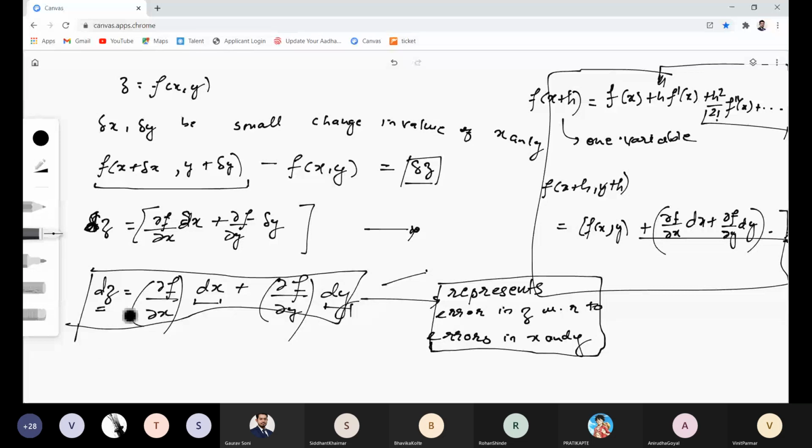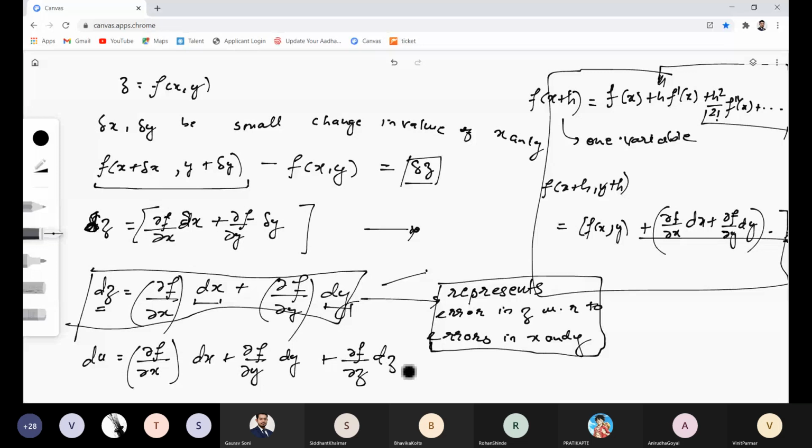And as I said, nothing particular about two variables; it can be done for three variables also. So du is equal to the partial derivative of f with respect to x dx, plus the partial derivative of f with respect to y dy, plus the partial derivative of f with respect to z dz. This represents the error in u with respect to errors in x, y, z when u is a function of x, y, z. So that is all the theory part about error functions. While solving examples, it is very easy; anyone can do it. There is nothing difficult in it. So let's start with some of the examples here.